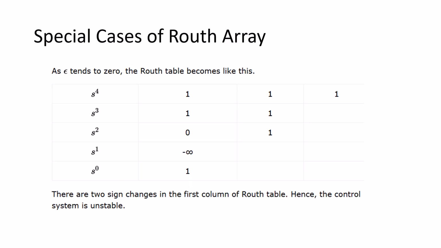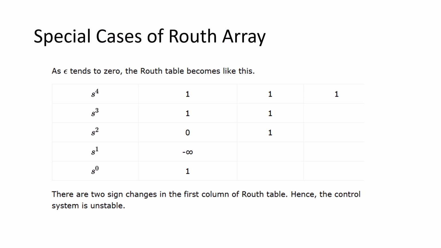Now we know that xi tends to 0, because we replaced the 0 by xi. So as xi tends to 0, the Routh table becomes like this. If we replace xi by 0, this element will be 0, and here xi minus 1 by xi comes as minus infinity. And then we have 1. Now there are 2 sign changes in the first column of the Routh table. Hence, the system is unstable.